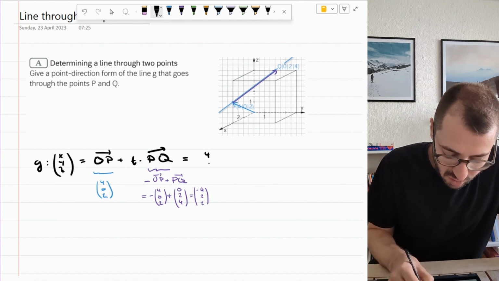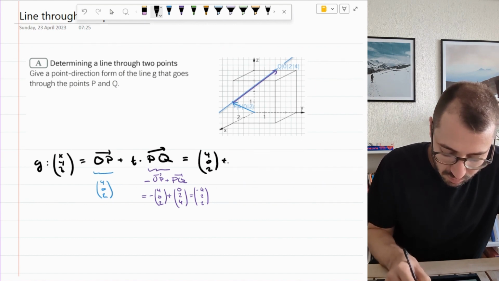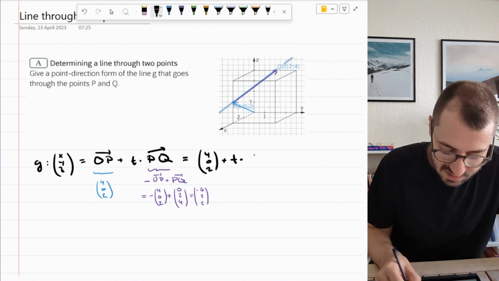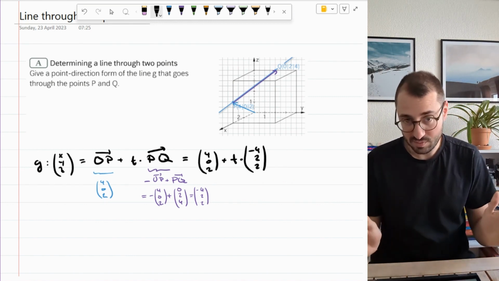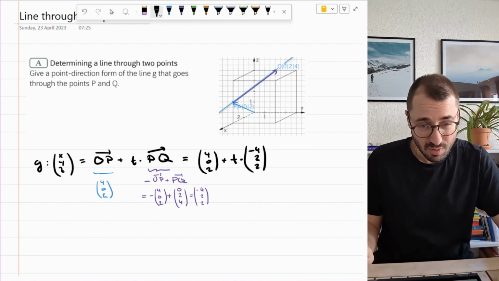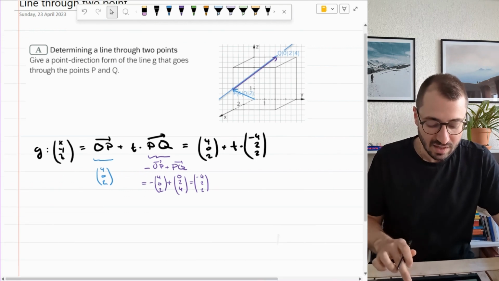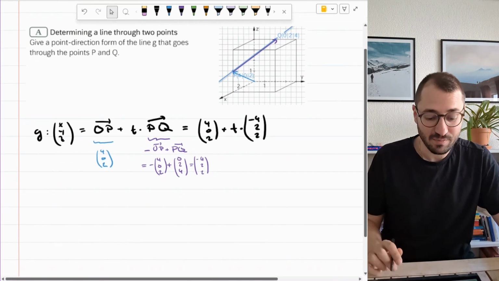Putting this all together, we get 4, 0, 2 plus T times minus 4, 2, 2. Right, at this point we are done. One more question though, is this the only solution or are there other solutions? The answer here is yes, there are other solutions.